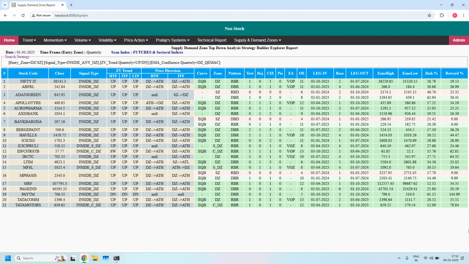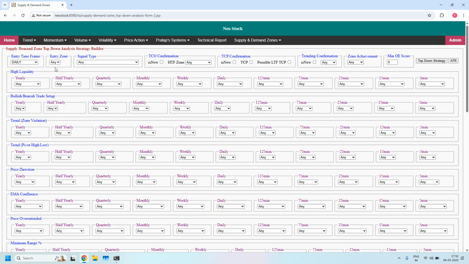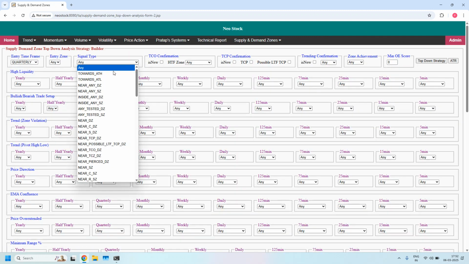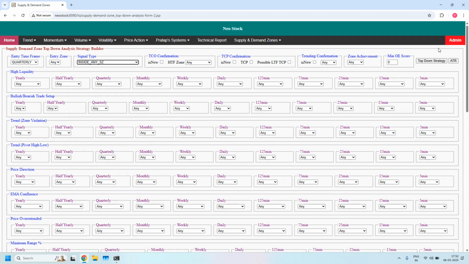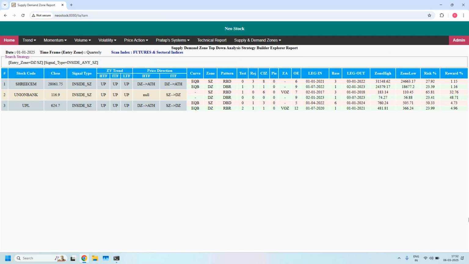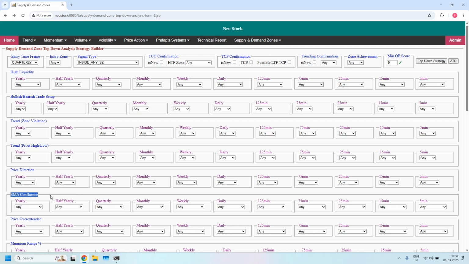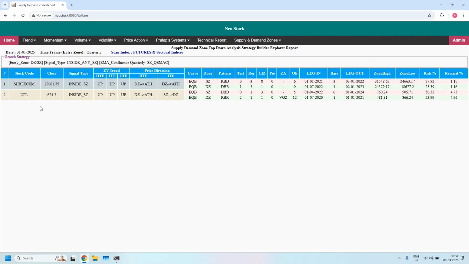Okay, next. Quarterly time frame, price closed inside the quarterly supply zone. We got 3 stocks. Let's check whether any of these quarterly supply zones are having quarterly EMA confluence. In quarterly time frame, I am setting the filter quarterly supply zone having quarterly EMA confluence. So 2 stocks are filtered. These 2 quarterly supply zones are having quarterly EMA confluence. Of course, price is closed inside the quarterly supply zone.